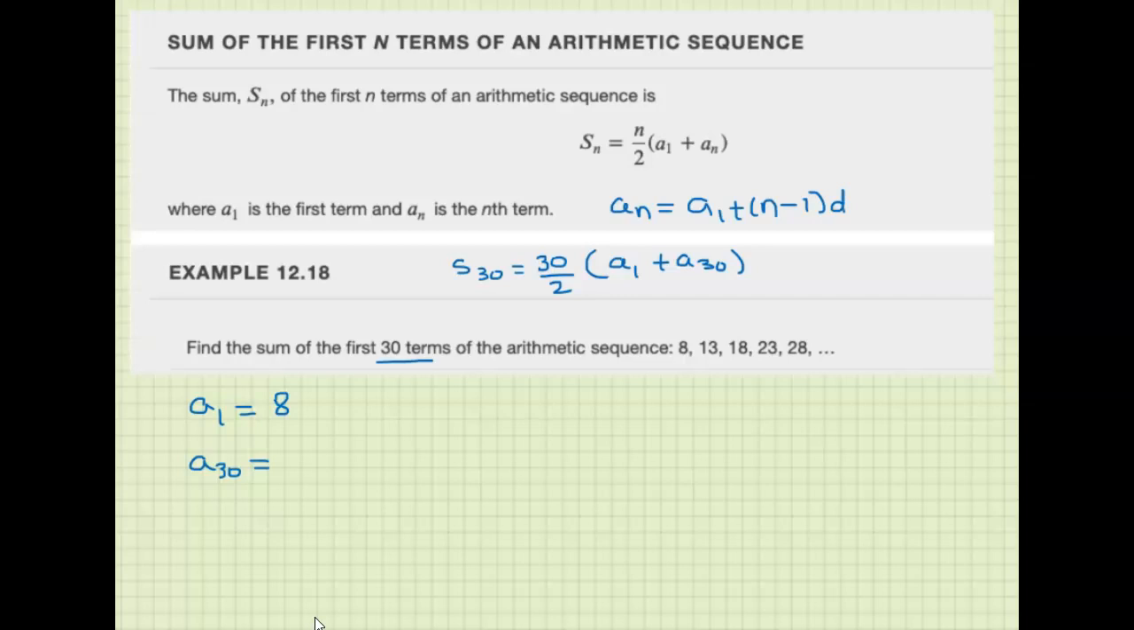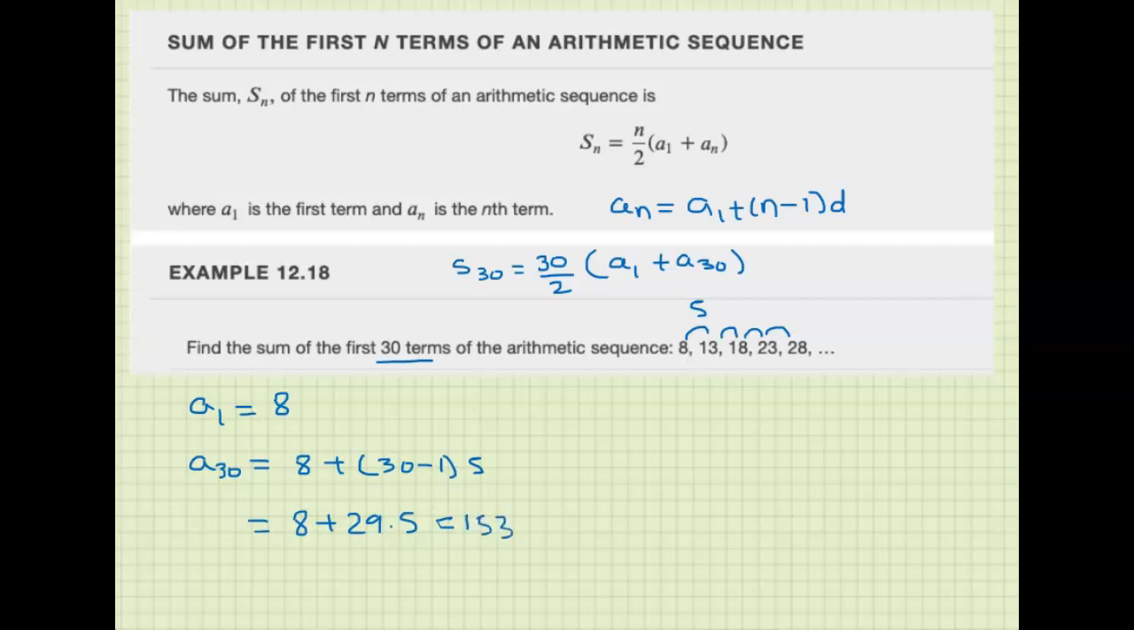So a30, we're going to plug in the first term, which is 8, plus 30 minus 1, times d, which is the common difference. So we can see the common difference here is 5, right? So d is 5. All right, so this is going to be 8 plus 29 times 5, which is 153.